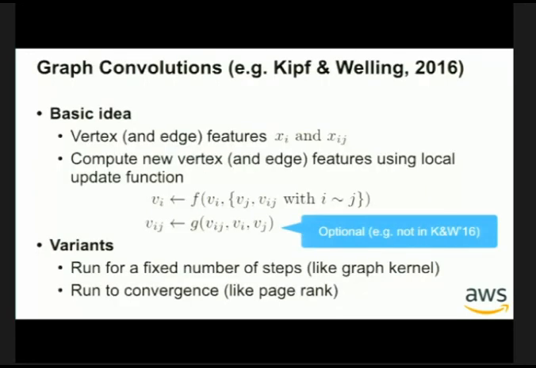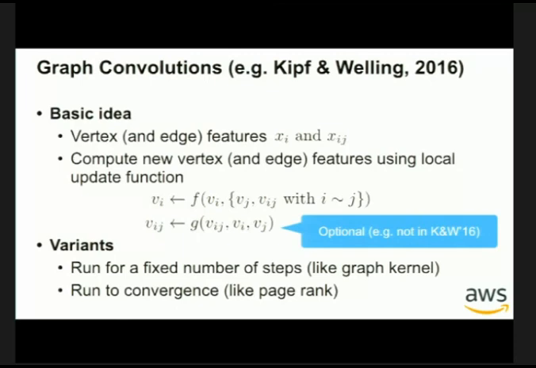So this is what gets us to graph convolutions. It's an idea from Kipf and Welling, 2016. Basically, you have vertices, and vertex and edge features, x_i and x_ij. Then you compute new vertex and edge features using some local update function, which depends just on the vertex features and the edge features. Then you have basically two options: you run this a fixed number of times, or you run it until it's converged. That leads to slightly different inference algorithms, but that's about it.